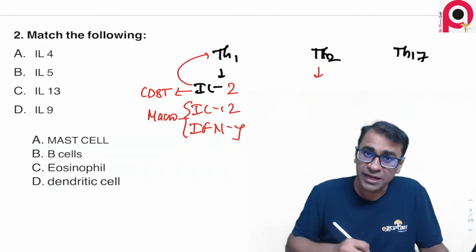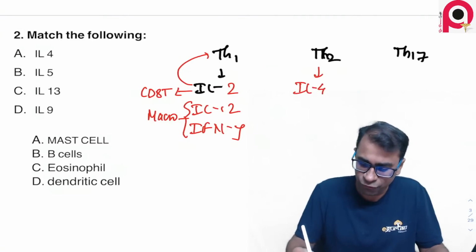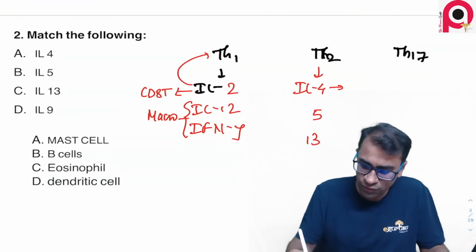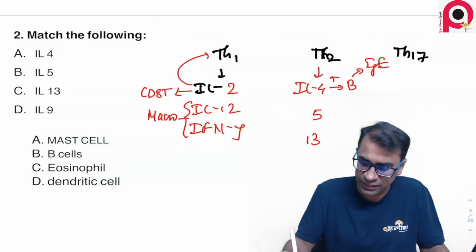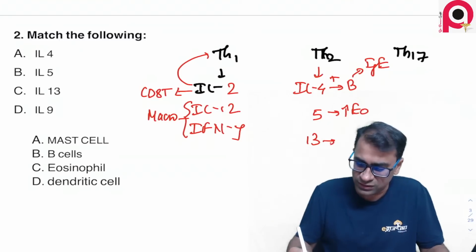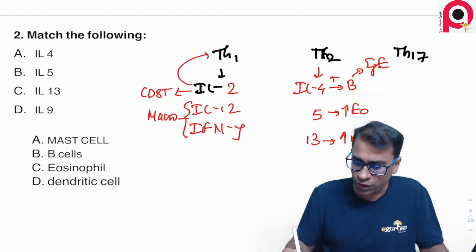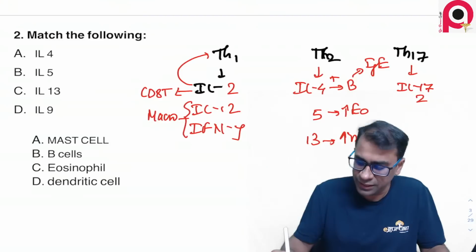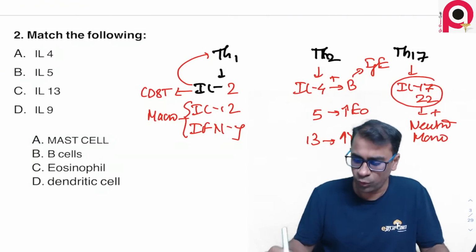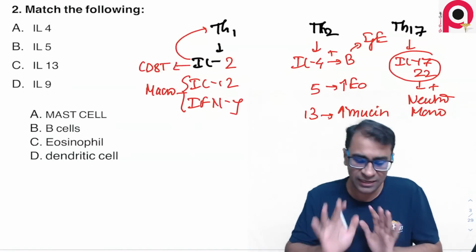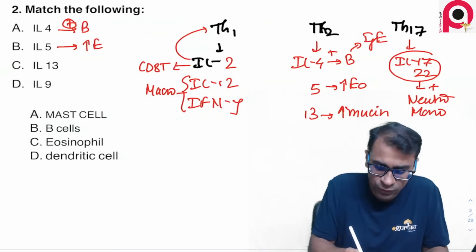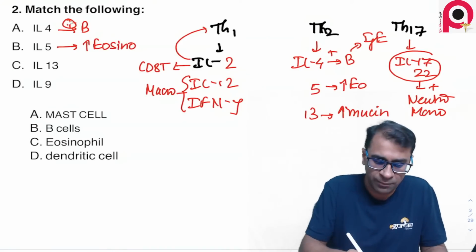The Th2 cell releases interleukin 4, 5, and 13, and two questions came from the Th2 cells in this exam. IL-4 will activate the B cell to release IgE. IL-5 will increase eosinophils, and IL-13 will increase the production of mucin from the mast cells. Th17 will release IL-17 and 22, and these will activate and release the neutrophils and the monocytes also. Based on this, we can at least answer that IL-4 will activate a B cell and IL-5 will increase the eosinophils. I think you might have understood and marked these two.